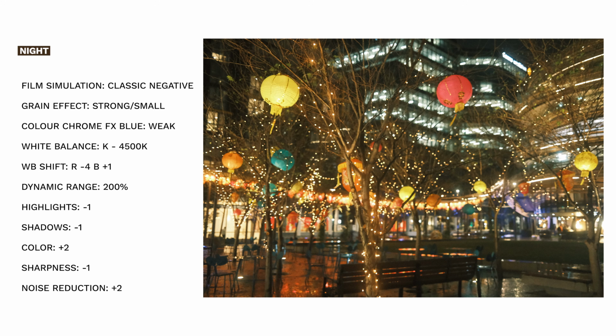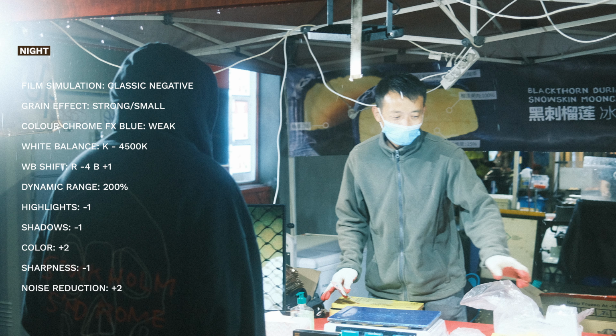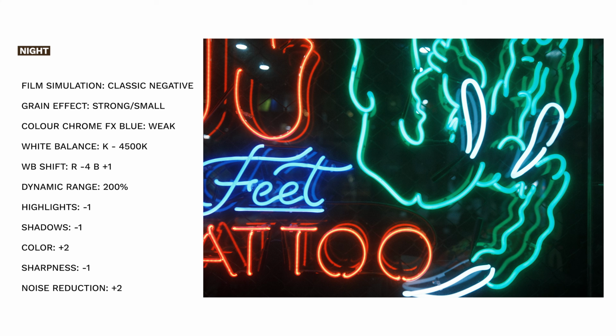I have Kelvin values set to 4500 to balance most cool or neutral white fluorescent lights, which are very common at night. I also shifted the reds to -4 and blue to +1 as an aesthetic choice. It makes things look a bit more natural at night, both indoors and outdoors.